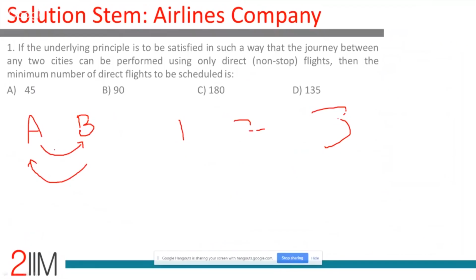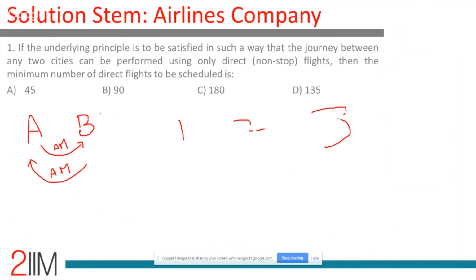Not just that, we have to have a flight from A to B in the morning, B to A in the morning, and then A to B in the evening, B to A in the evening. So suppose you want to go from A to B in the morning and return from B to A in the evening, you need to be able to give that possibility. And the other way around, traveling from B to A and then back to B. So any two cities will have to have 4 direct flights between them.